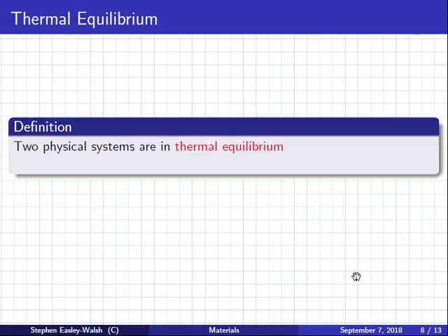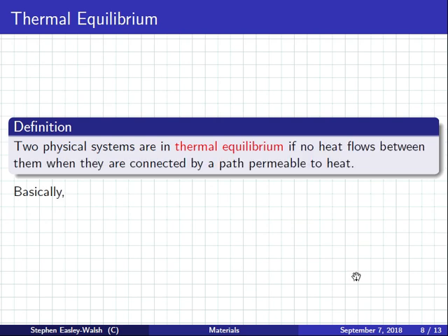Okay. Now, more definitions, I'm afraid. Two systems are in thermal equilibrium if no heat flows between them when connected by a path permeable to heat. What does that mean? Let me explain. If I put my hand against my coffee, I can feel the heat move from my coffee to my hand. Now, if I put my hand against my other hand, I don't feel any heat. The heat doesn't move.